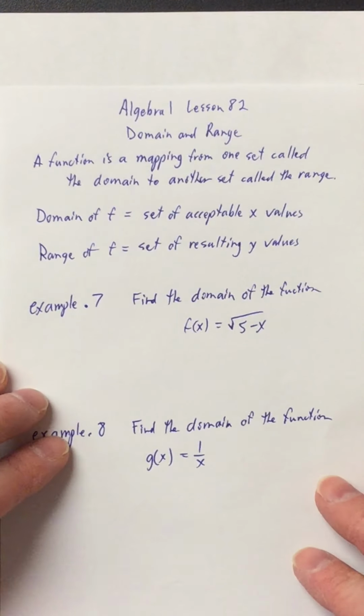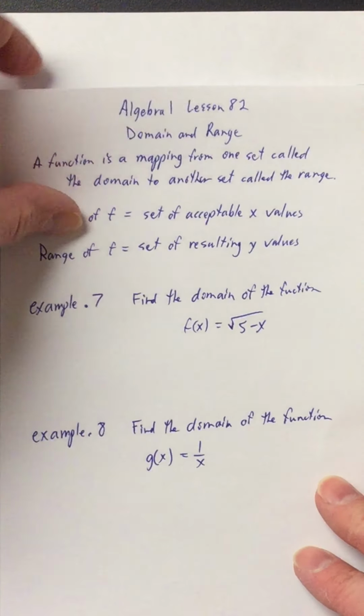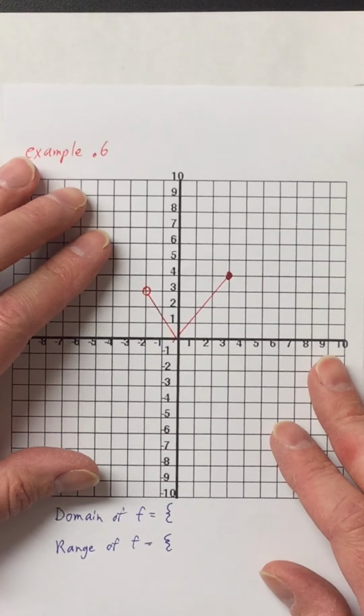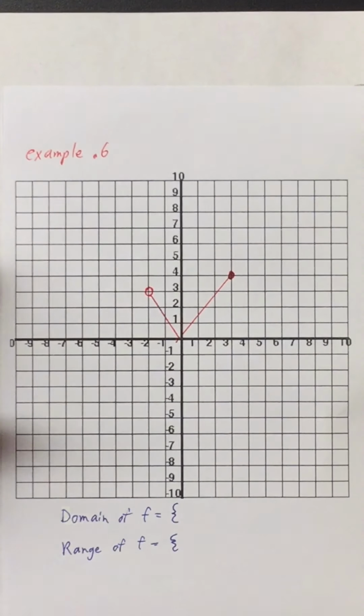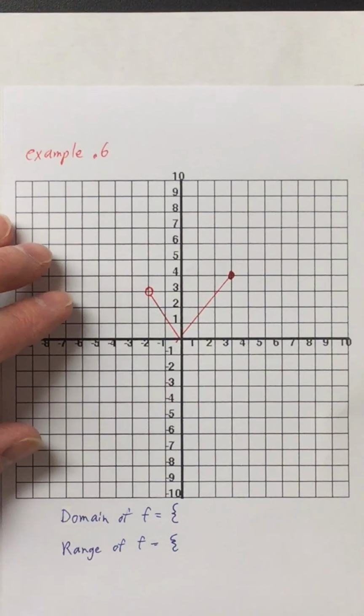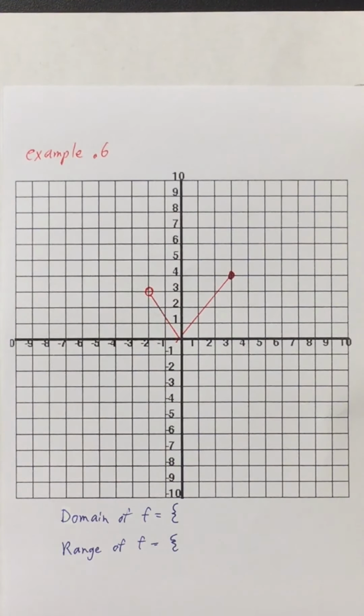I think this is best explained if we start out with example 6. So I'm going to come back to those. Example 6 actually gives us a graph and asks us to write what the domain is and what the range is. So let's start with that one.